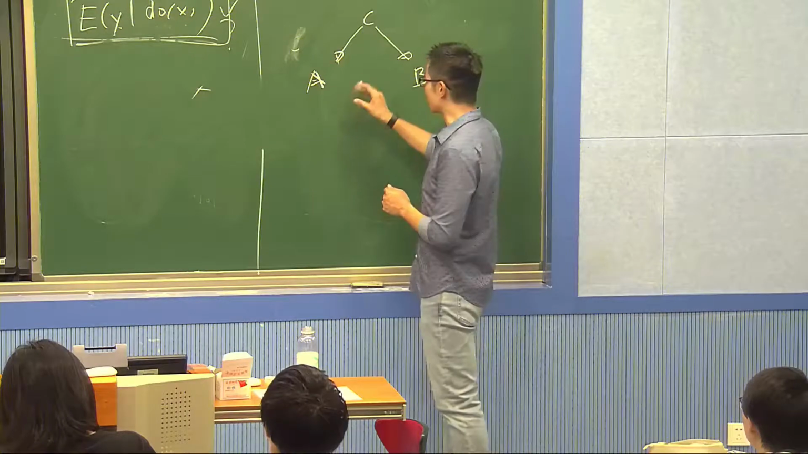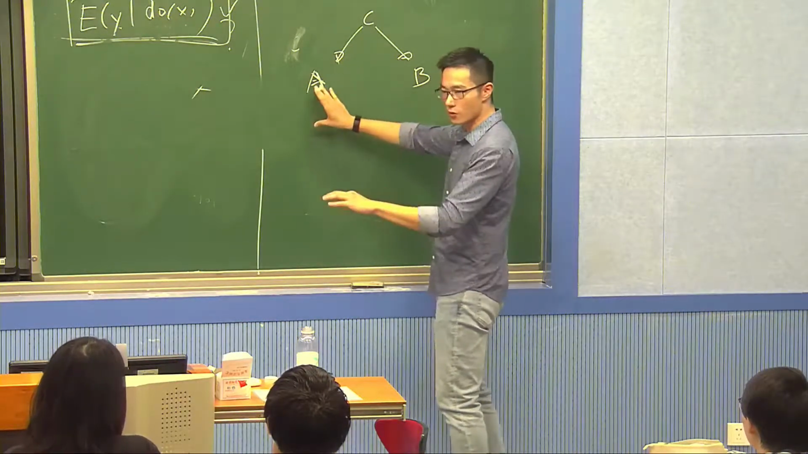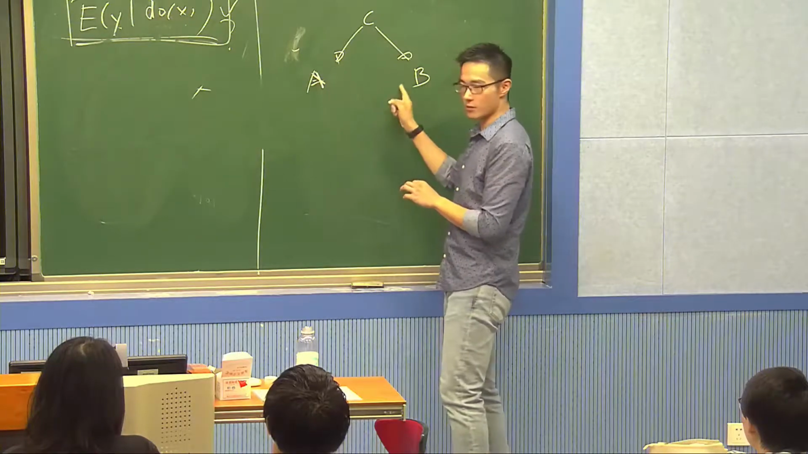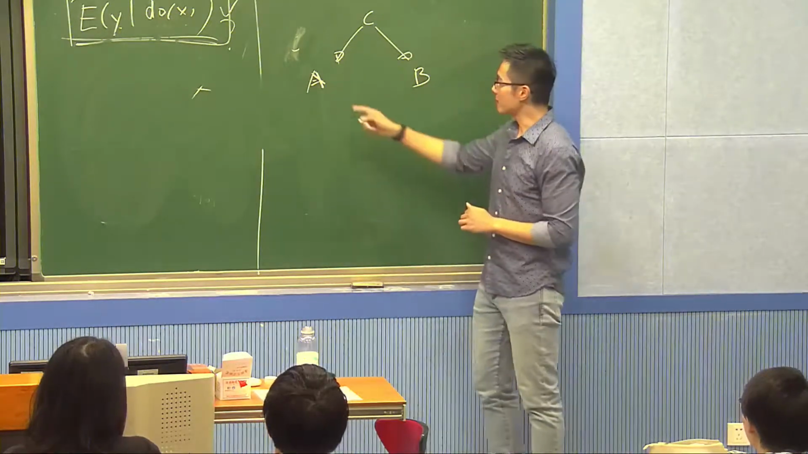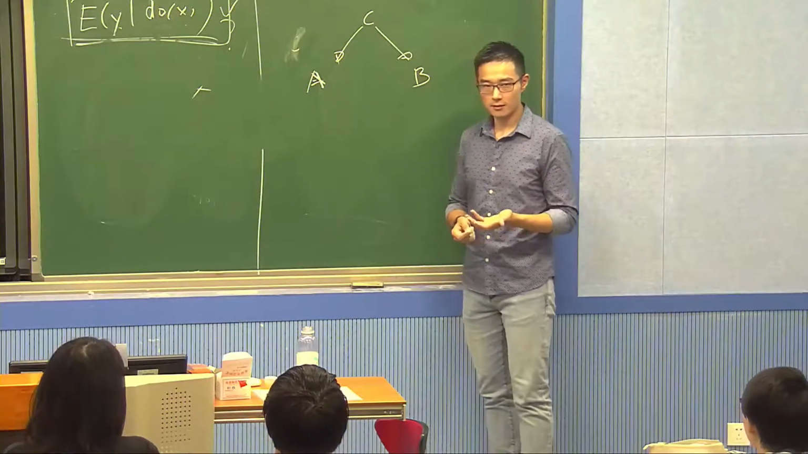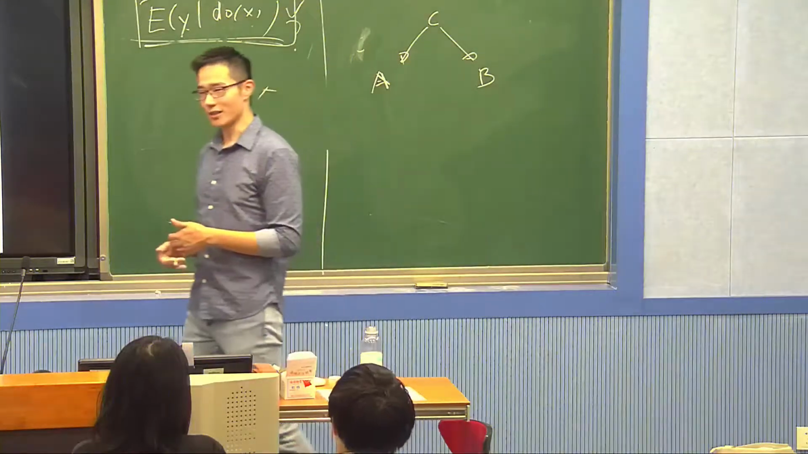Now, let's assume that A and B have no causal effect on each other. A does not cause B, B does not cause A. So that's everything. If that's the case, are A and B correlated, or are they independent? Correlated. They're correlated. Why?